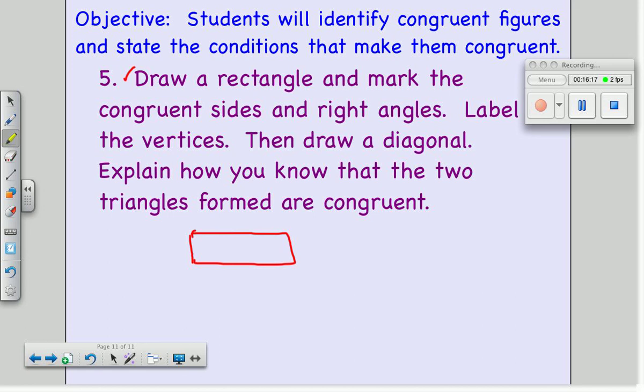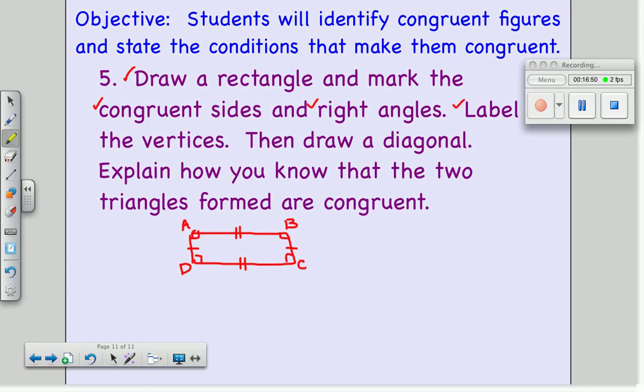Mark the congruent sides. This is congruent to this, and this is congruent to this. Check. Mark the congruent sides and right angles. This is a right angle, this is a right angle, this is a right angle, and this is a right angle. Check. Label the vertices. A, B, C, D. Check. Label the vertices. What's next?